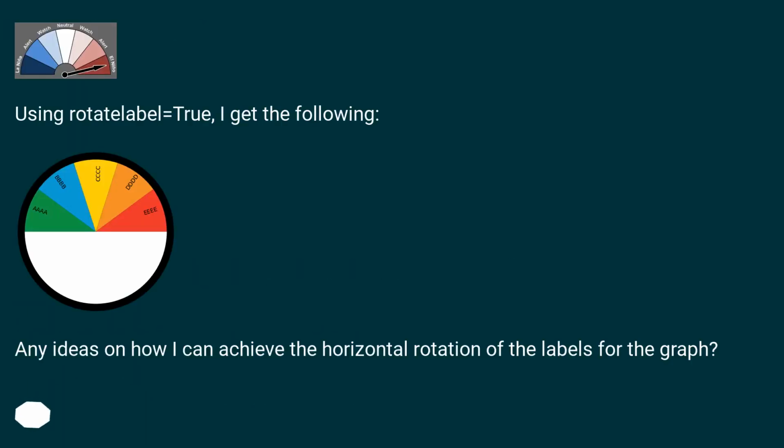Using rotate labels equals True, I get the following. Any ideas on how I can achieve the horizontal rotation of the labels for the graph?